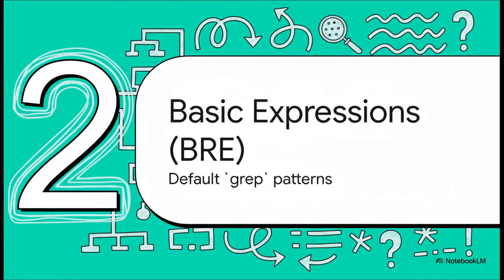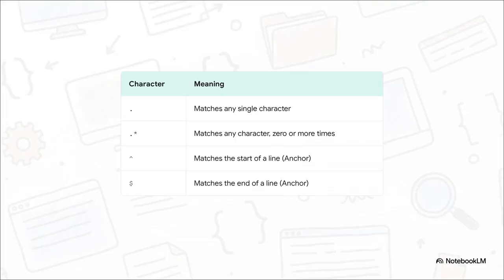Let's start with the fundamentals. Basic regular expressions, or BRE for short, are the patterns that grep understands right out of the box. You don't need any special flags or options to use them. These four special characters are really the core building blocks. First, the dot. It's a wildcard that stands in for any single character. Super useful. Then you've got the asterisk, which means match 0 or more of whatever came right before me.